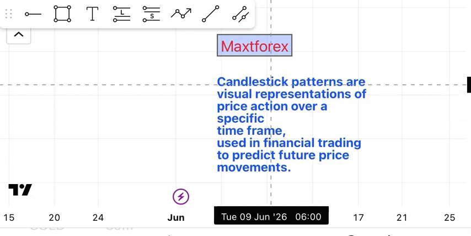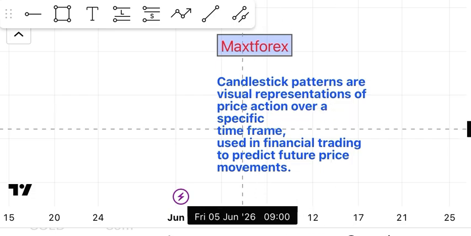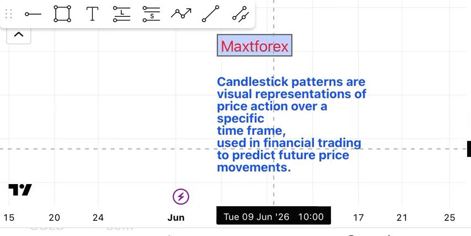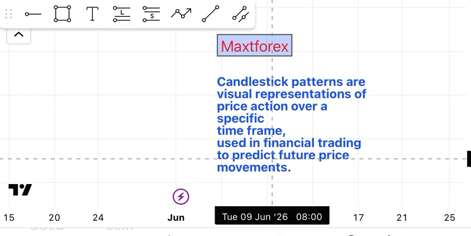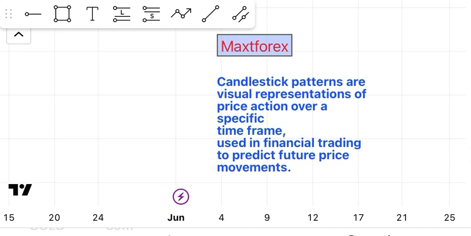As we all know, candlestick patterns are visual representations of price action over a specific time frame, used in financial trading to predict future price movement. So anything you're doing in the market means you're dealing with the candlestick. With that candlestick, you get to know the future price movement in the market. And as we all know, we have different types of candlesticks in the market.